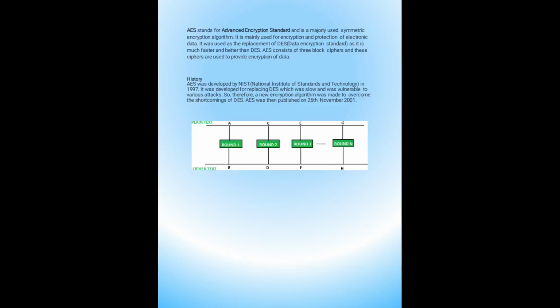AES is a block cipher. The key size can be 128, 192 and 256 bits. It encrypts data in blocks of 128 bits each. That means it takes 128 bits as input and outputs 128 bits of encrypted ciphertext. AES relies on a substitution permutation network.